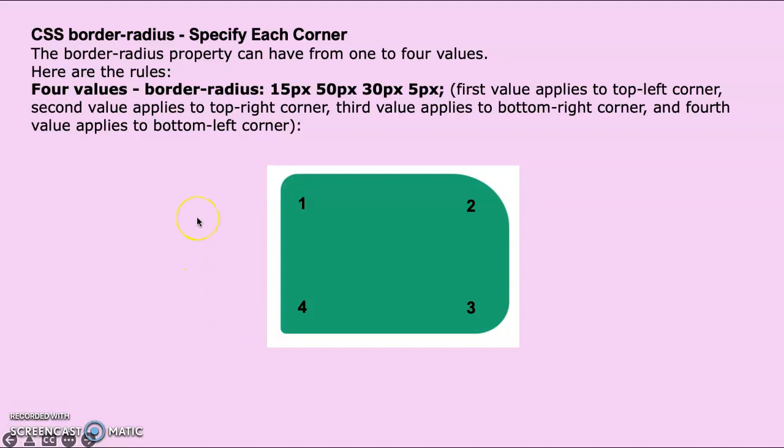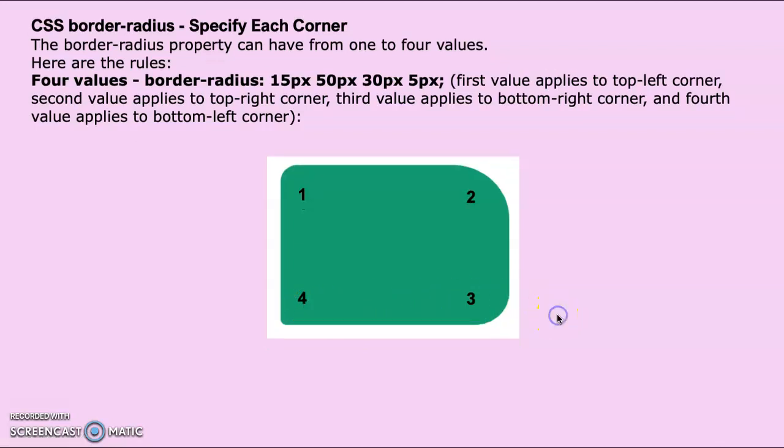The border radius property can have from 1 to 4 values, and here are the rules. The first value applies to top left corner. The second value applies to top right corner. The third to bottom right corner, and fourth value applies to bottom left corner.